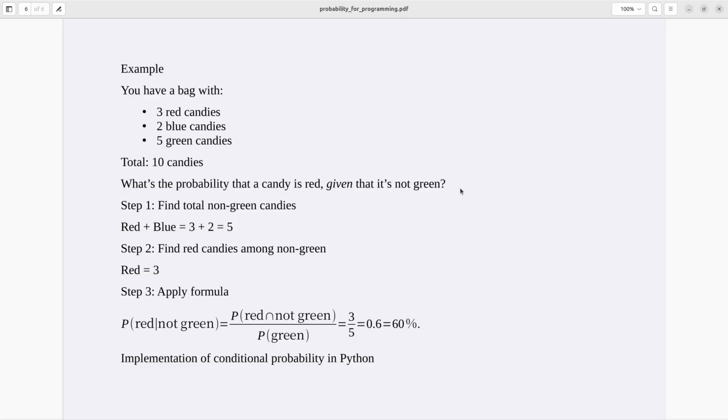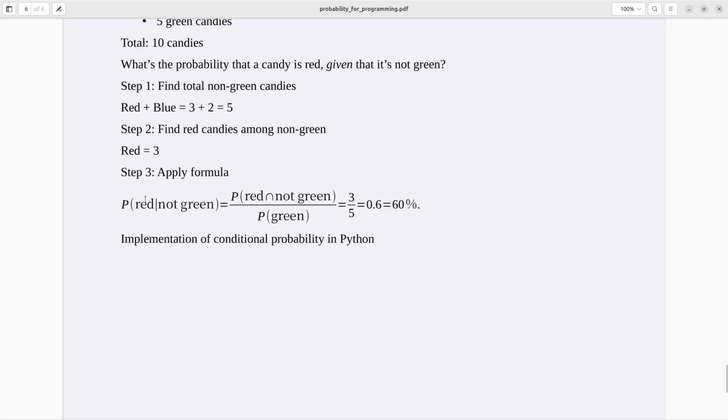So if we know that the candy is not green, it is possible that it is red or blue according to the setting in this question, right? So we have to find out the total number of non-green candies first. So we have 3 red and 2 blue. That's why we have 5 non-green candies, okay? And we also need to find out the number of red candies among the non-green candies. So we have 3 red candies out of the 5 non-green candies, okay? And then we can apply the formula directly.